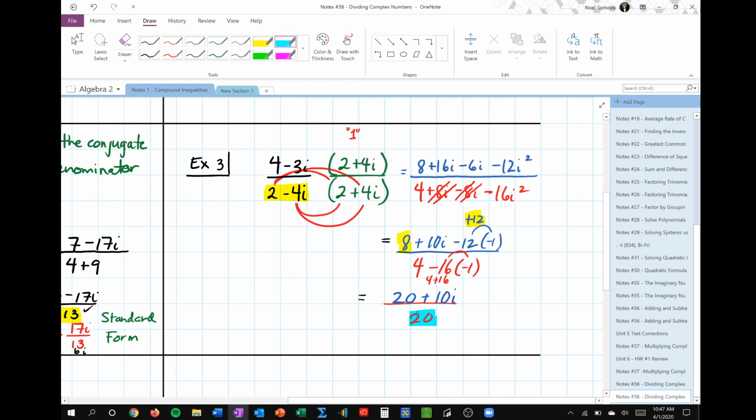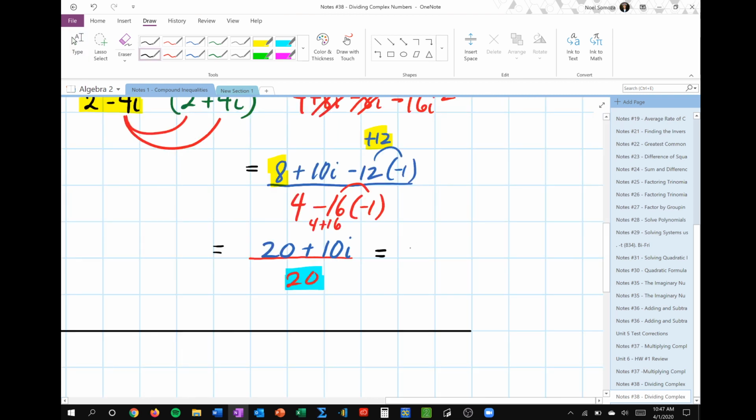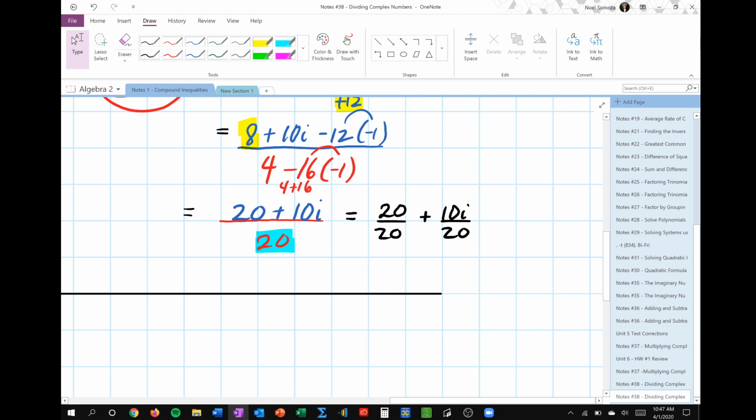It's no longer imaginary, right? That's what you want. But you want to break it back into standard form. So you want to split it up so that each term in the numerator has a denominator of 20. So you get 20 over 20 plus 10i over 20. Do you see why we split this back up? Because now I have something I can simplify. I can clean this up. 20 over 20 is 1. Plus, in the other fraction, 10 and 20 can be reduced. You divide the top by 10, you get 1. You divide the bottom by 10, you get 2. So it's going to be 1 over 2i.